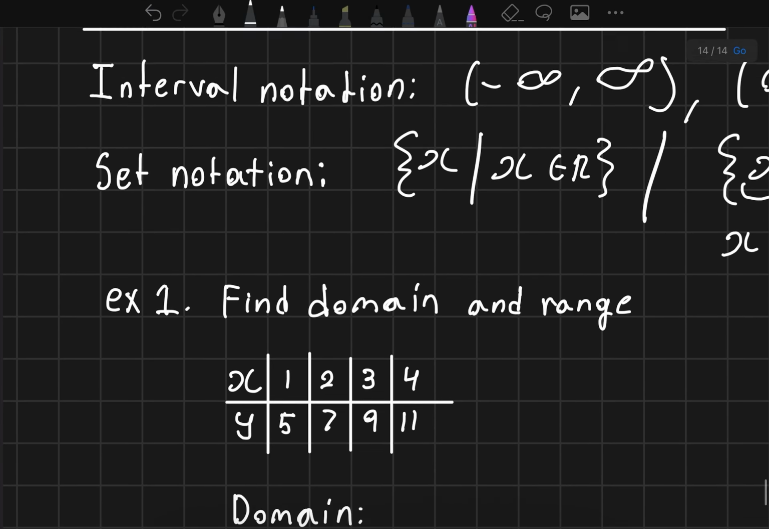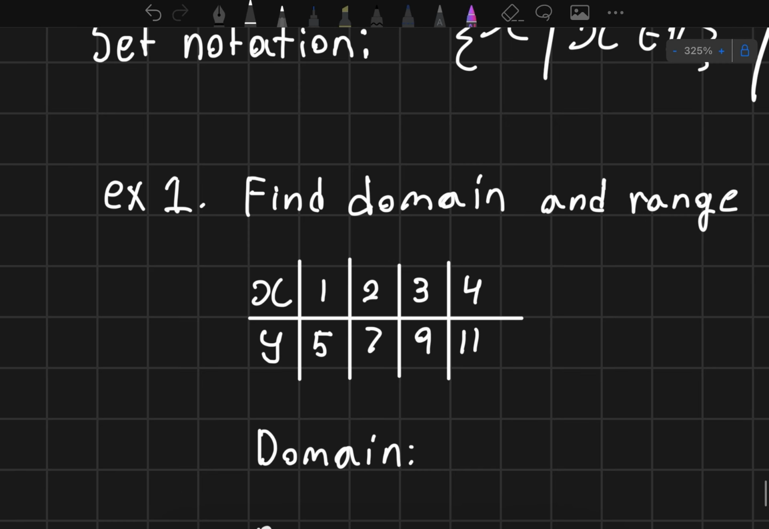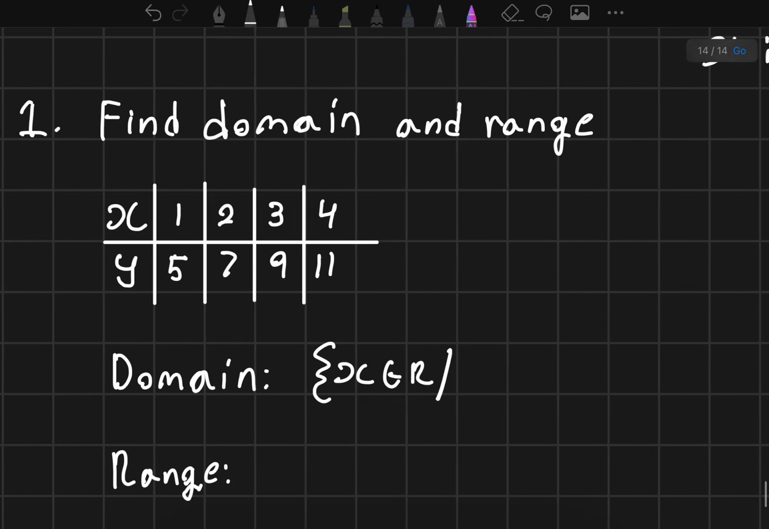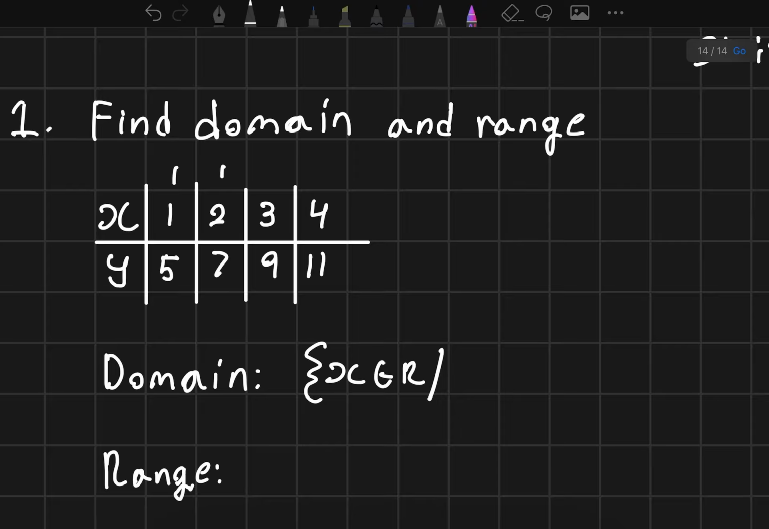So for now, let's practice finding the domain and range. So we know the domain is all of the possible x values and the range is all the possible y values. So here we have a table of values, and here we can figure out our domain by making it x ∈ R and finding all the x values. So we can see there's 1, 2, 3, and 4. So that means our x values are equal to 1, 2, 3, and 4.